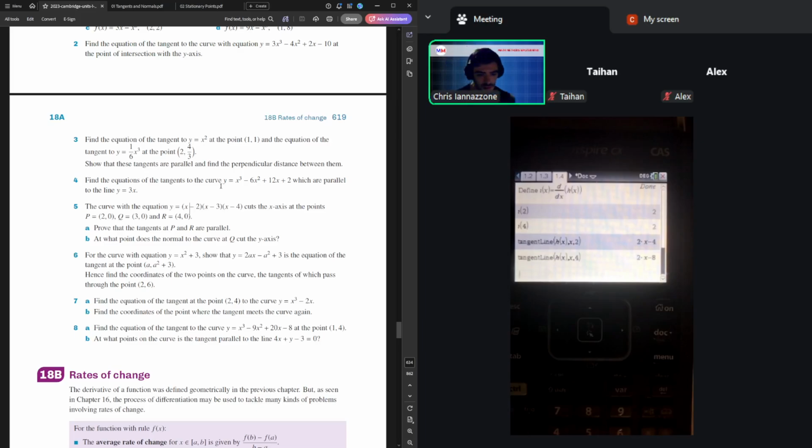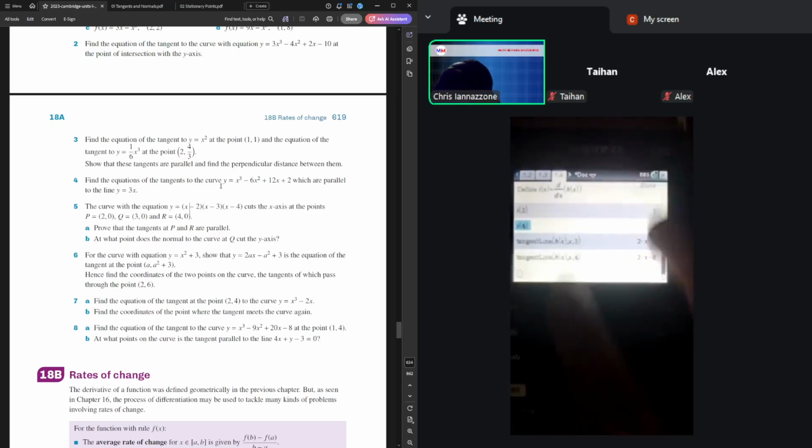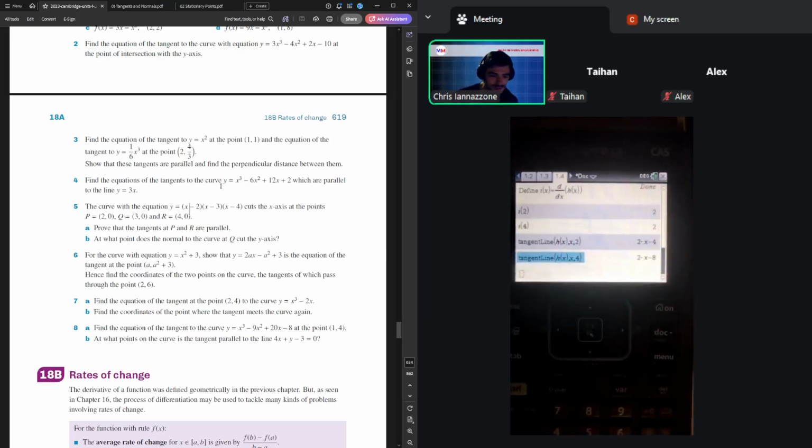In a tech-active exam, it's actually marginally faster to do tangent line, because if you see what I had to do, I had to define the derivative first and then plug in the 2 spots. This is one less type. Maybe it's marginally different. But yeah. Any questions about that, let me know. Otherwise we'll move on to part B, which is at what point does the normal to the curve at Q cut the y-axis. So this is now the normal.